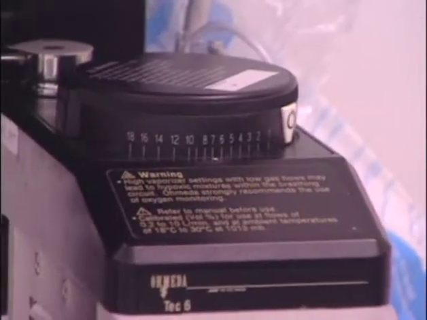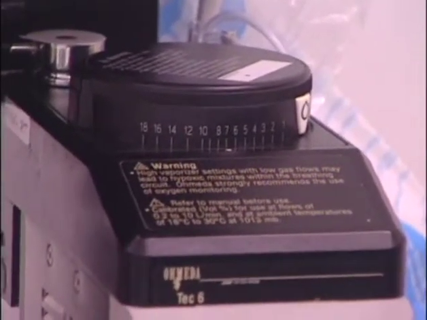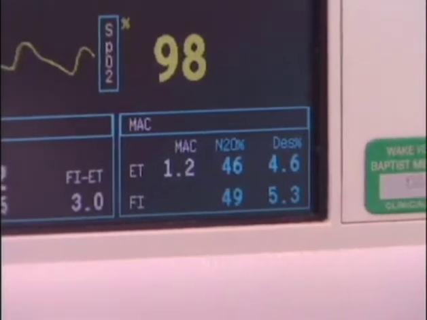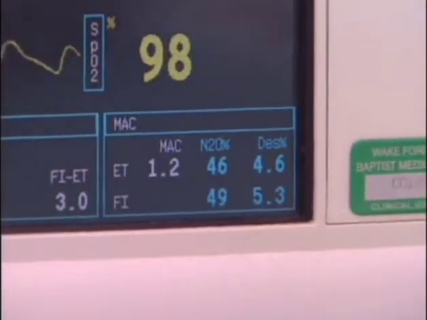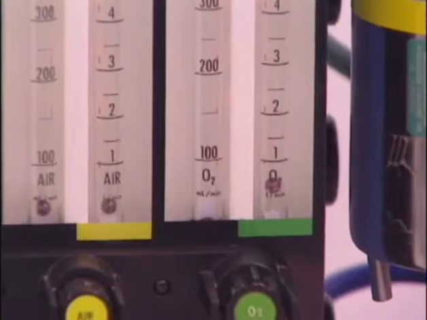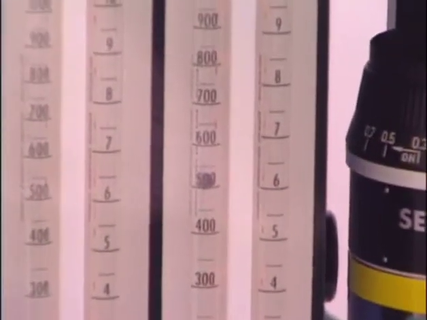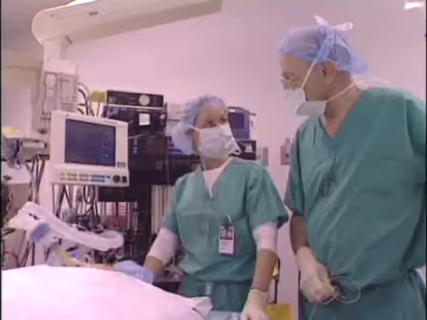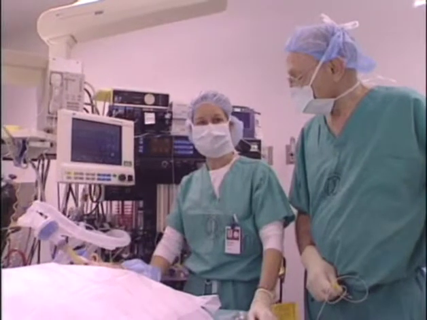Well, we are delivering 7% right now, and her end tidal is 4.6%. And that 7% is now at a much lower flow rate than we started with, right? Correct. We have a flow rate of about a liter now. So we're doing pretty well? She's doing really well now.